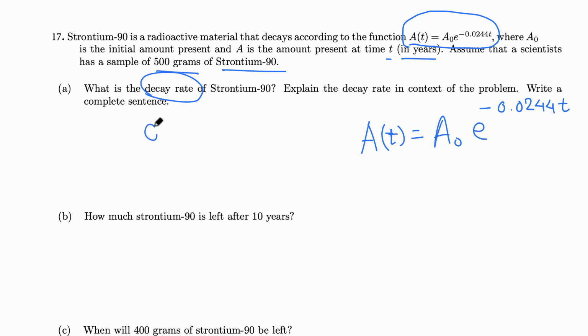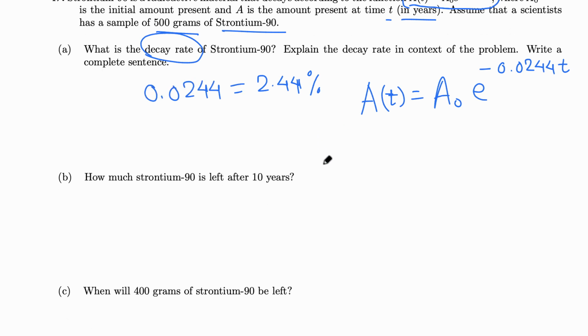That is 0.0244, which is the same as, we can multiply by 100 and get 2.44%. Okay, so the decay rate is 2.44% per year. So in 1 year it decays at this rate, because t is given in terms of years. So that's the context here.